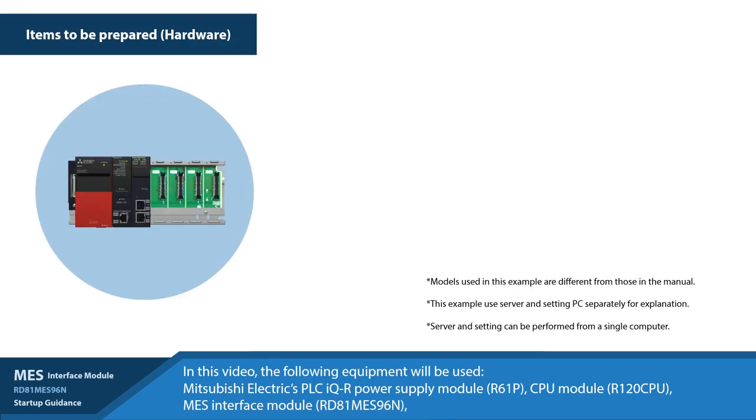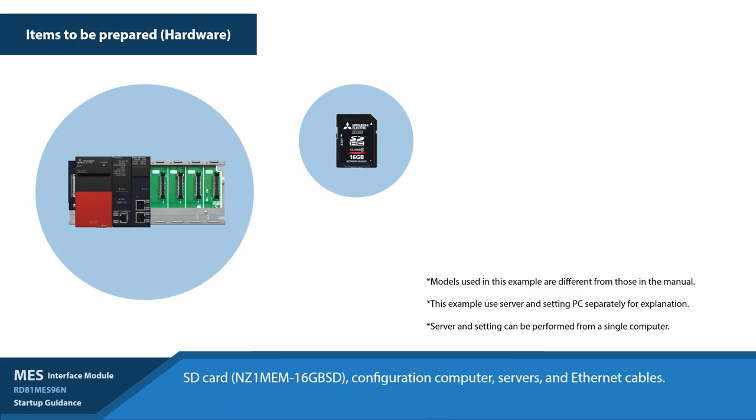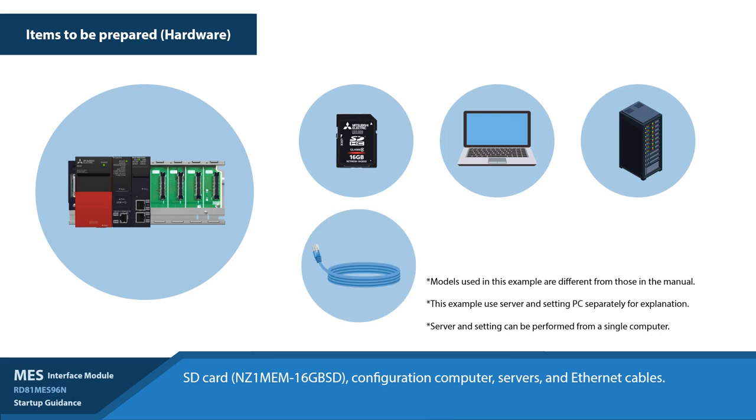In this example, the following pieces of hardware were used: Mitsubishi Electric's PLC iQ-R Power Supply Module, R61P, CPU Module, R120 CPU, MES Interface Module, RD81MES96N, SD card, NZ1MEM-16GB SD, a configuration computer, a server, and Ethernet cables.